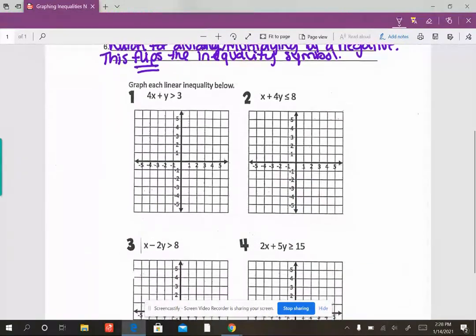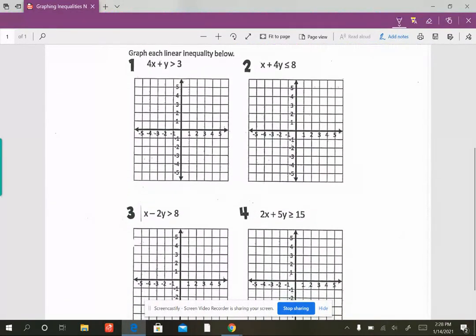So the only one that I'm going to do with you is number 1. So graph each linear inequality. Like we just read, we need to rewrite the inequality in slope-intercept form. So the best way to do that, we need to remember y equals mx plus b. This is clearly not in that form, so we need to write it that way.